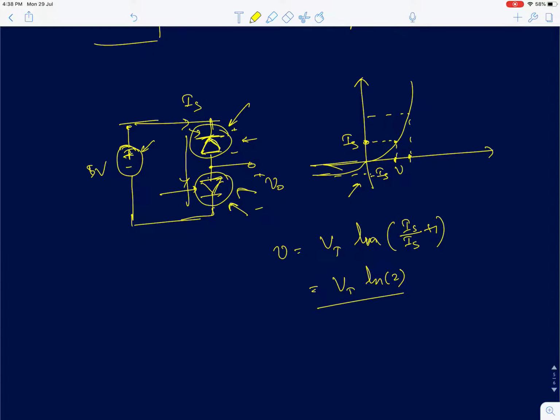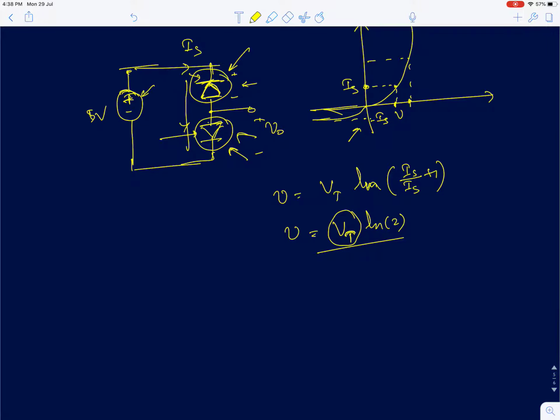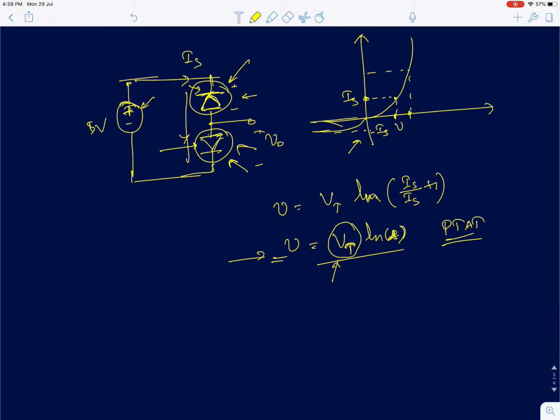okay. Now if you look at this circuit, the voltage across the diode is actually just proportional to VT. It's directly proportional to VT, okay, and it is independent of IS, so it has only a linear dependence on temperature. So such a voltage is normally called PTAT, proportional to absolute temperature voltages, okay. A very similar idea is used in generating constant current sources on analog integrated circuits, okay. So such voltages are called PTAT, or proportional to absolute temperature voltage sources.